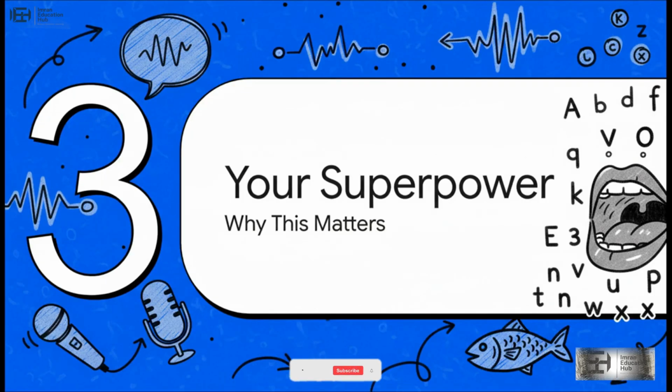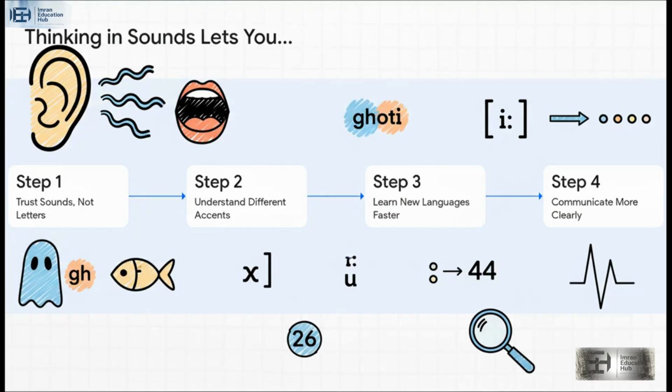So this is all fascinating, right? But why does any of it really matter? Well, it's more than just a fun linguistic party trick. Understanding this difference between letters and sounds gives you a kind of pronunciation superpower. Let me show you how it can literally change everything for you. When you start focusing on sounds instead of letters, you can learn to pronounce any new word correctly just by listening. You start to understand different accents better, because accents are really just slight variations in phonemes.